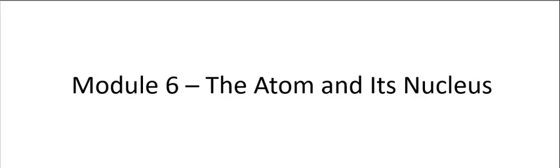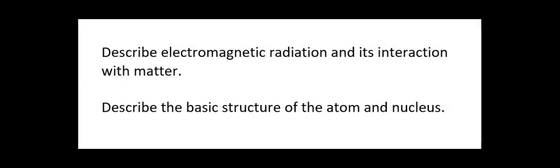Module 6 is the final module of this course and addresses the last two competencies to be considered. Describe electromagnetic radiation and its interaction with matter. Describe the basic structure of the atom and the nucleus. The first of these are addressed in Chapter 18 in the development of our understanding of the structure of the atom, which then addresses part of the second competency.